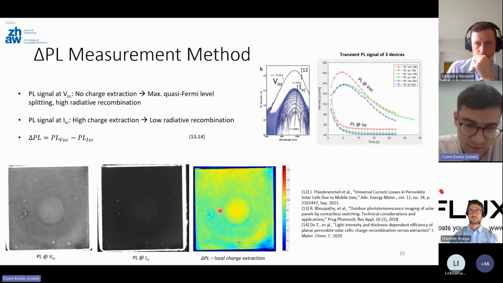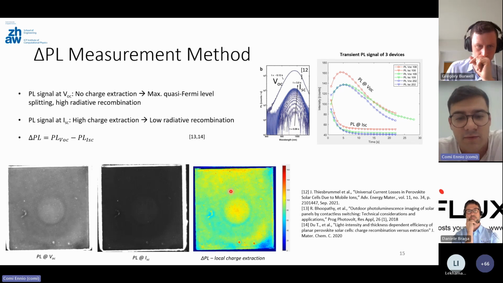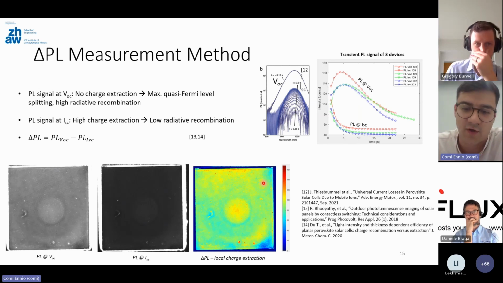Actually, I don't know where this circle in the center comes from. Maybe it comes from the encapsulation process. This was an encapsulated device. But what we see is that here on the edges, we have quite high charge extraction.